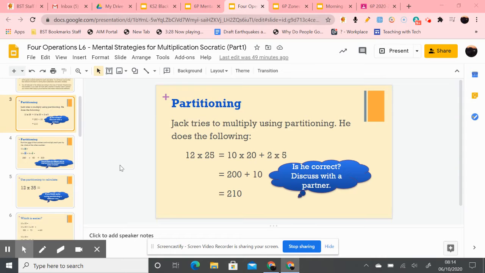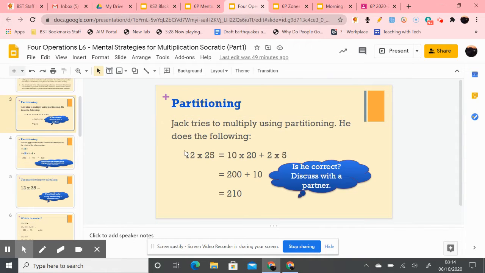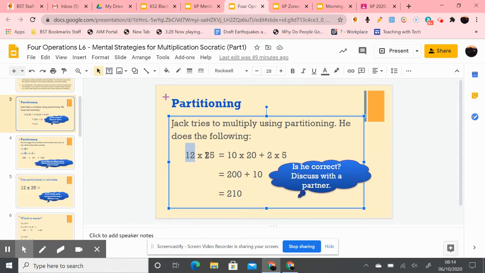Hello everybody, this is my third method for multiplying mentally, and this is the partitioning method, which means, if we remember, partition means to split. So this is separating or splitting our numbers, or the two-digit numbers that we have in this case. Now our calculation is 12 times 25.